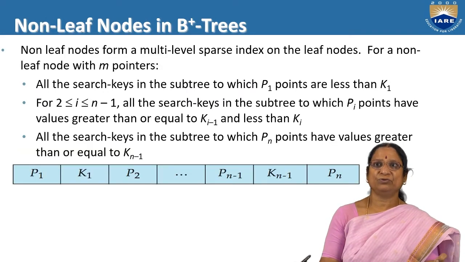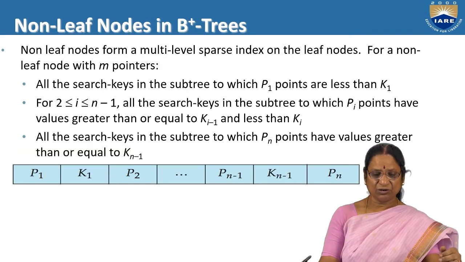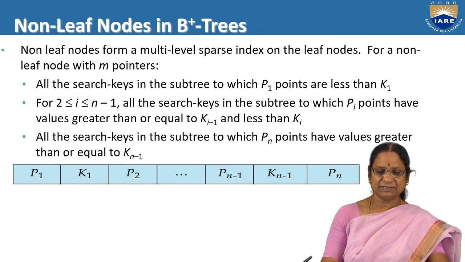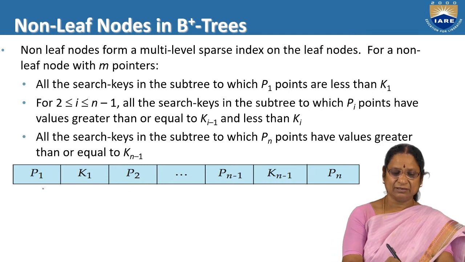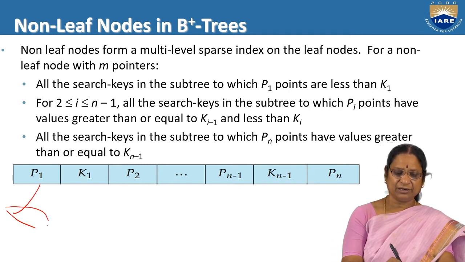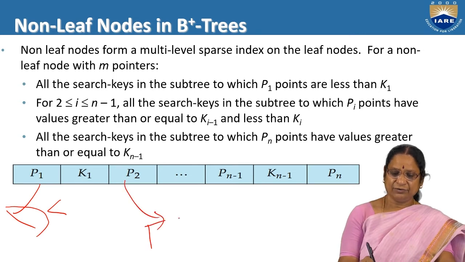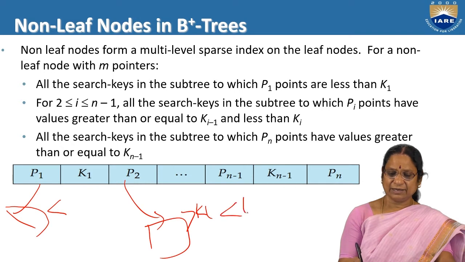Structure of the non-leaf node. A non-leaf node consists of a similar structure, but all search keys in the subtree to which P1 points are less than K1. This pointer points to a subtree with keys less than K1, and this one points to a subtree with keys greater than or equal to K1 and less than K2.